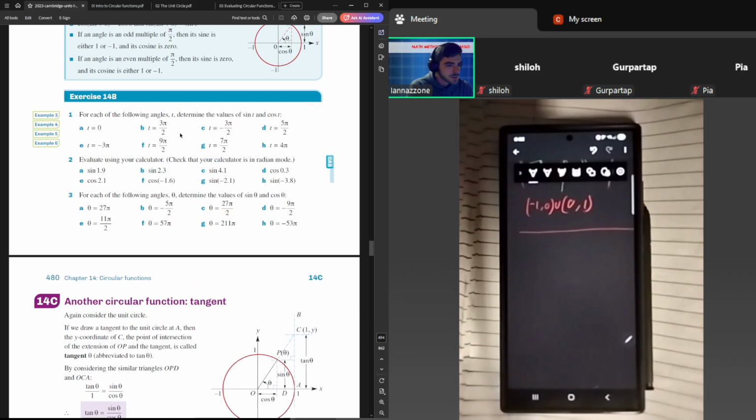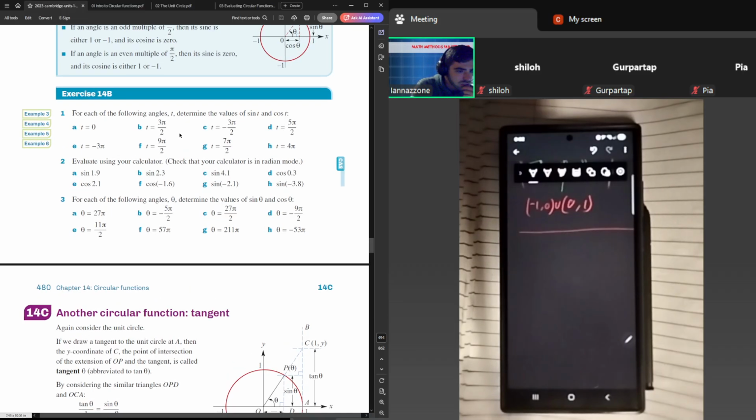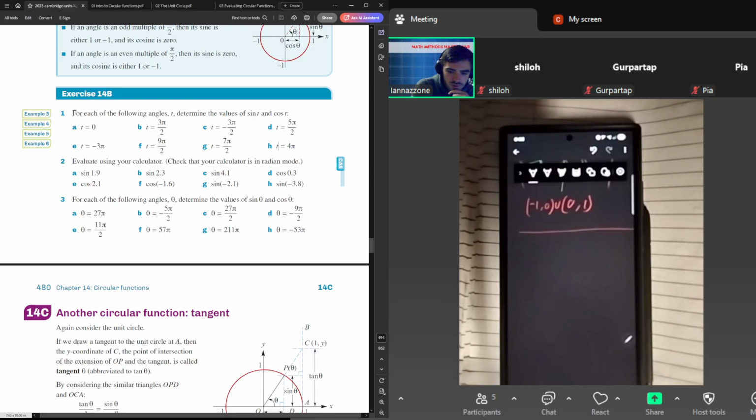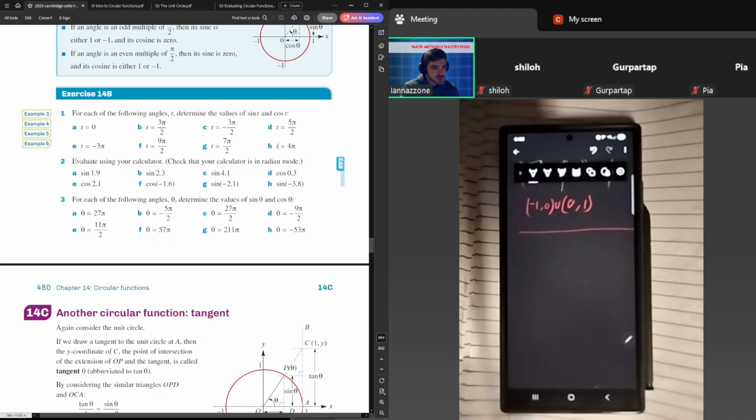Cool. So the way this is arranged in the book, or at least for question 1, is you're doing both sine and cos for these particular angles. So if we do something like 1b to start with, first things first is figure out where is 3 pi over 2 on the unit circle, and what are the values at that spot. I'll let you guys have a think about that for now.